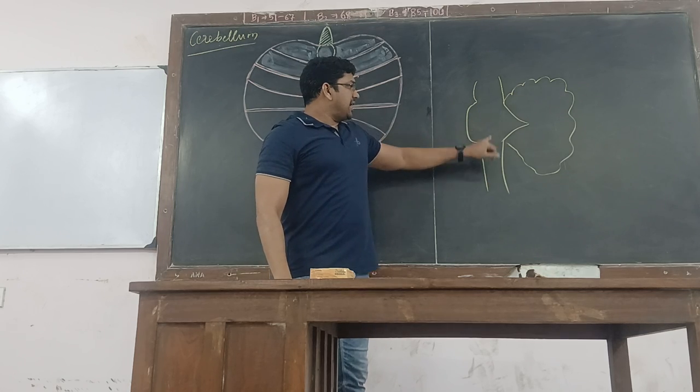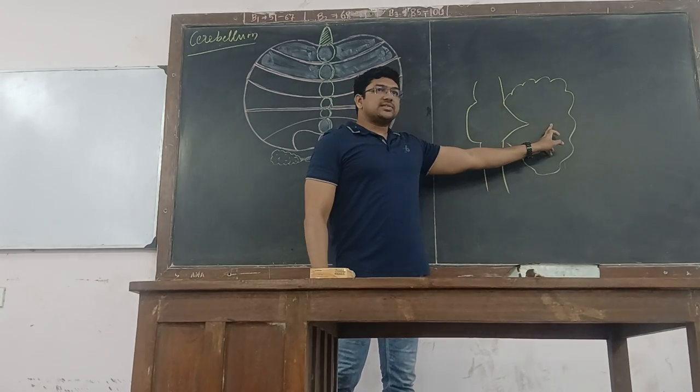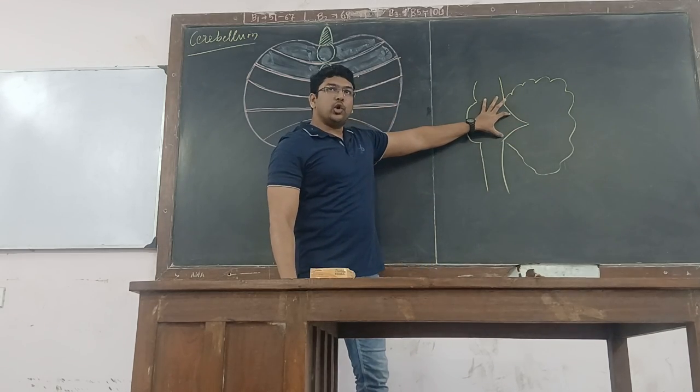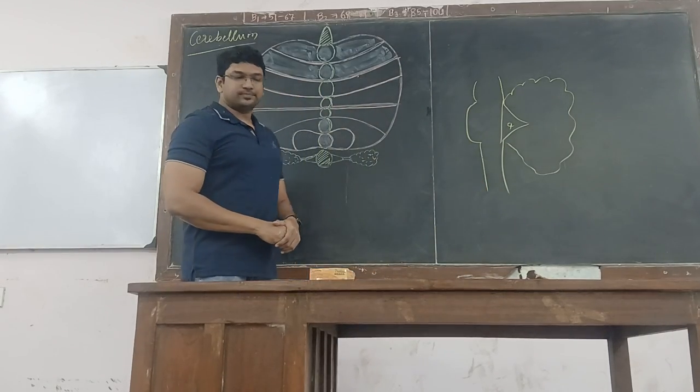Behind the pons and medulla oblongata is the cerebellum over here. These three structures are separated by a triangular cavity, which is nothing but the fourth ventricle.